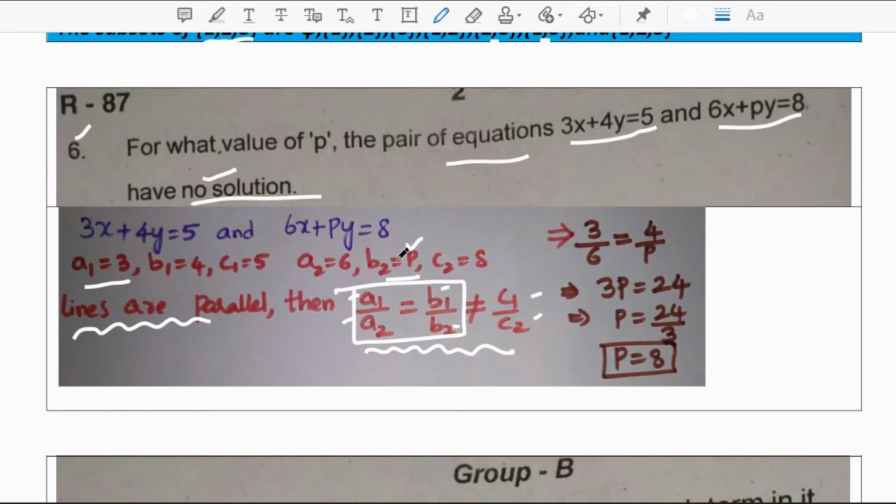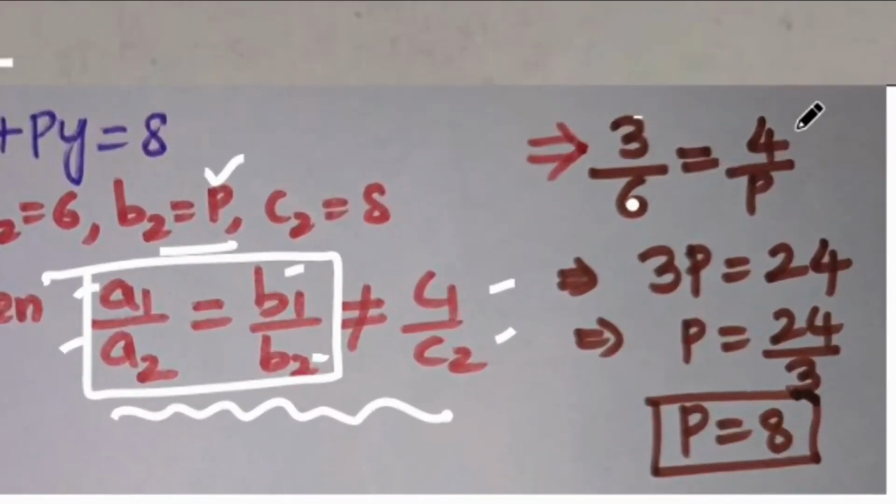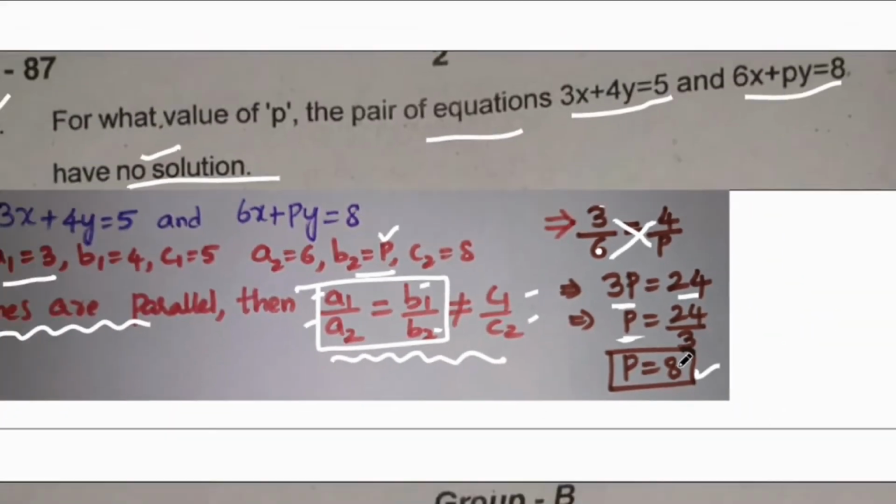In this problem we are going to find p. a1 by a2 is 3 by 6, equal to 4 by p. When two rational numbers are equated, we have to do cross multiplication. 3 into p is equal to 3p. 6 times 4 is 24. 3p is equal to 24. p is equal to 24 by 3, which is 8, students.